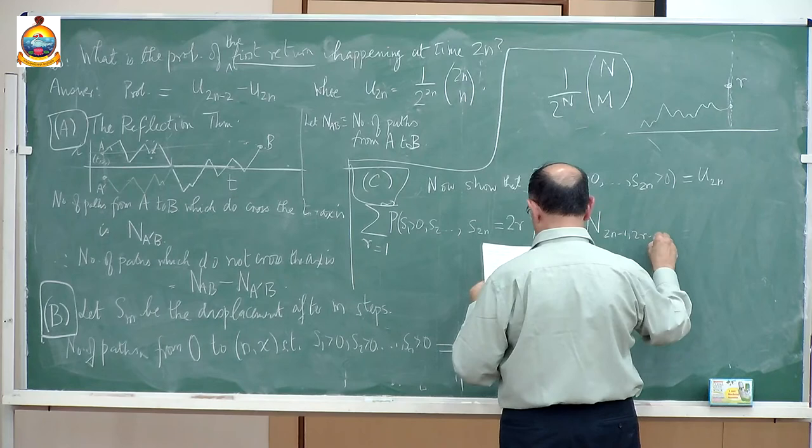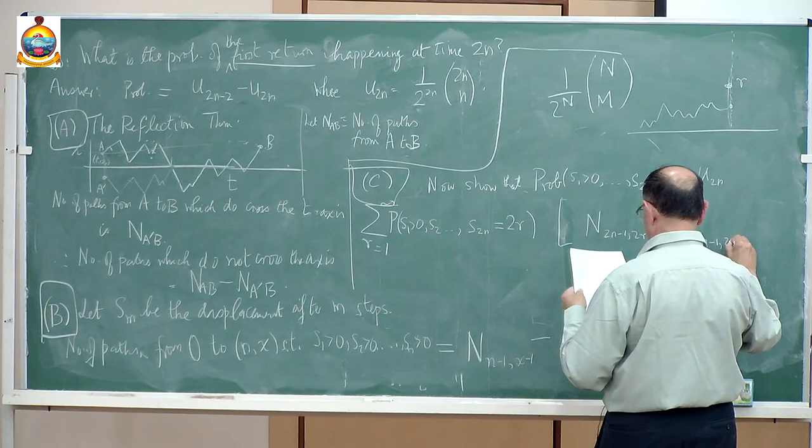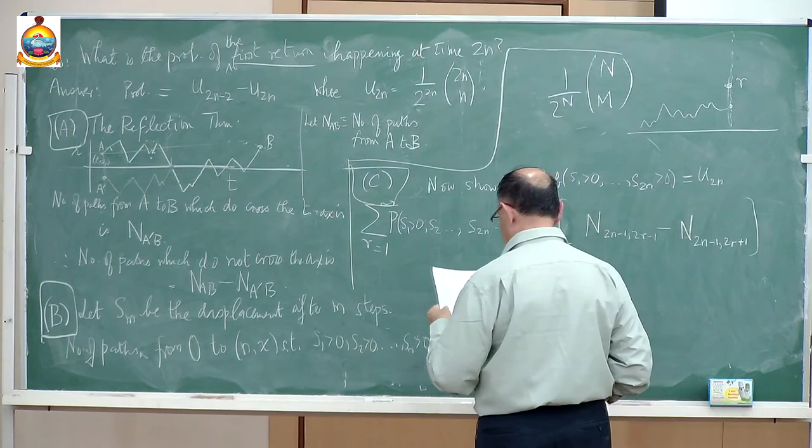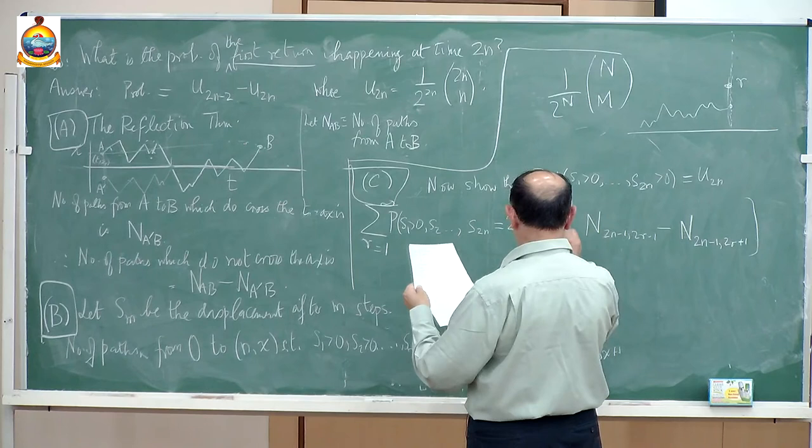2n minus 1, 2r minus 1, minus n of the same time, but 2r plus 1, right? These are the number. Sorry, yes, I've confused probability and number of paths. They're proportional, but okay.